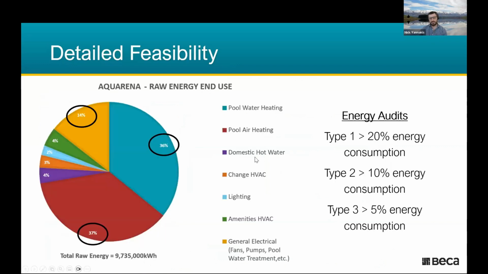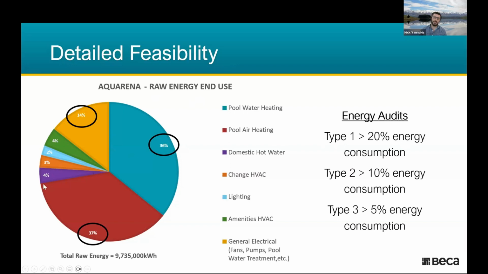Audits come as type 1, type 2, and type 3. These come from a standard. So when you're asking what level of audit you want, a type 1 is a broad audit. You're looking at energy consumption, and I look at this as raw energy consumption because I'm an engineer. So I'm looking at raw, not the stuff you buy, but where it's going to. So that's anything greater than 20% of the site.